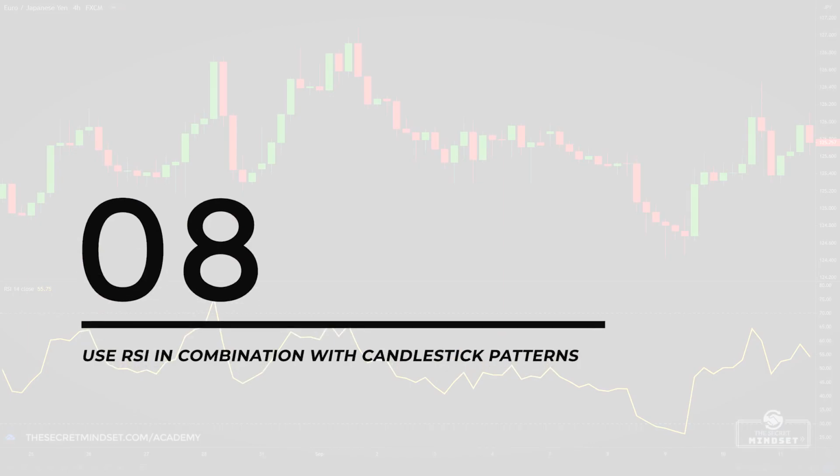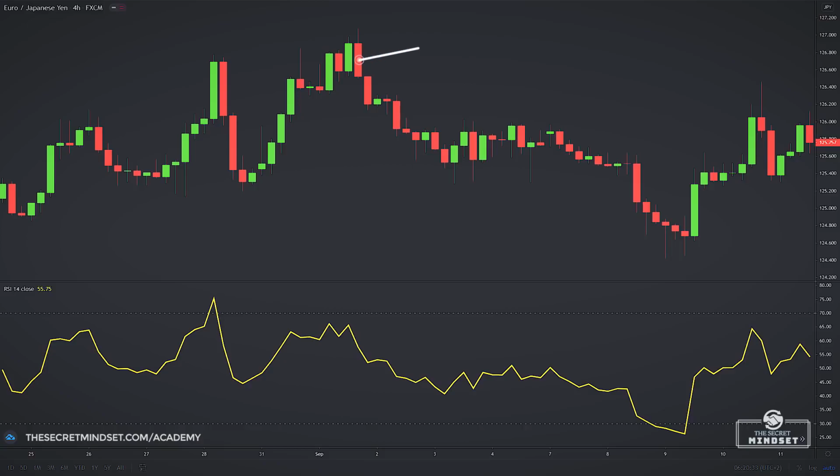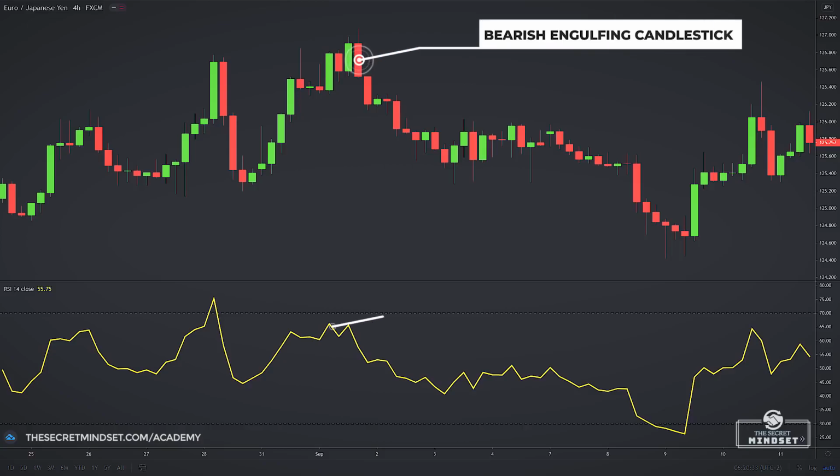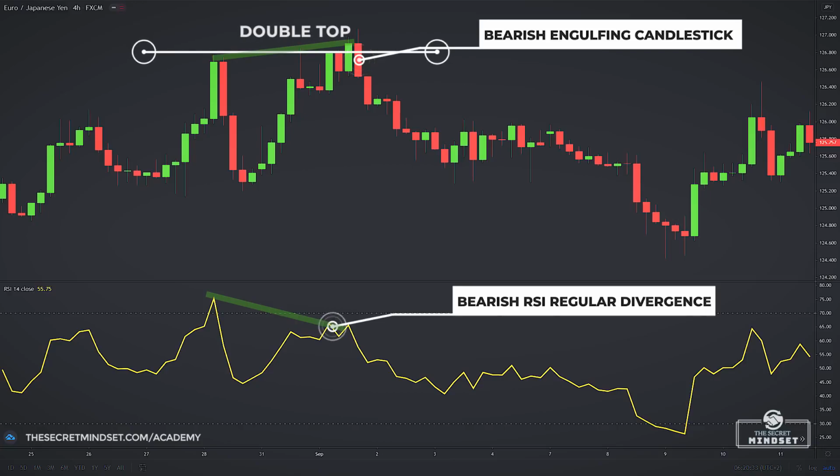Number 8. Use RSI in combination with candlestick patterns. For example, you can see here a bearish engulfing candle combined with a bearish RSI divergence at a double top. So as the price is testing the double top, the RSI indicator is showing a clear bearish divergence. We see a strong reversal signal with price printing a bearish engulfing candle. This tells us that there has been a shift in supply and demand at this level. The presence of the bearish engulfing candle at a double top with a bearish RSI divergence is a strong set of criteria for placing a short trade.